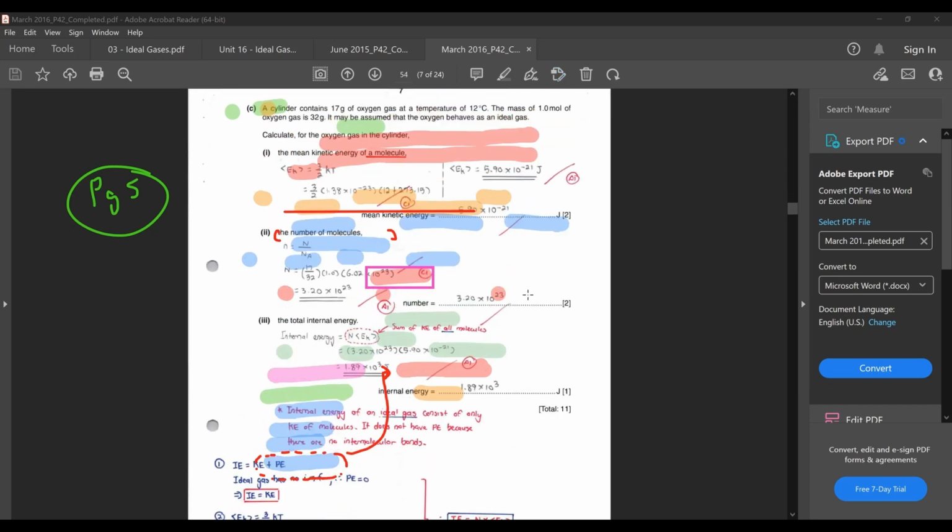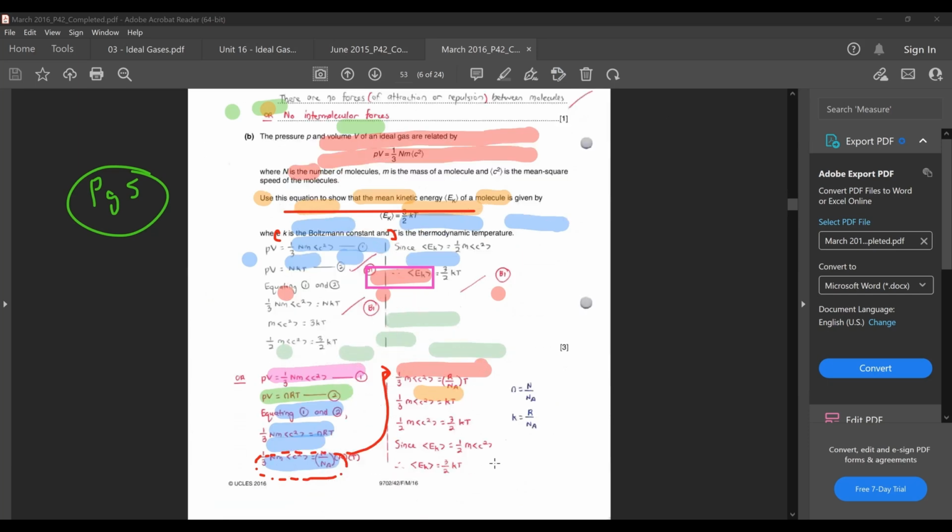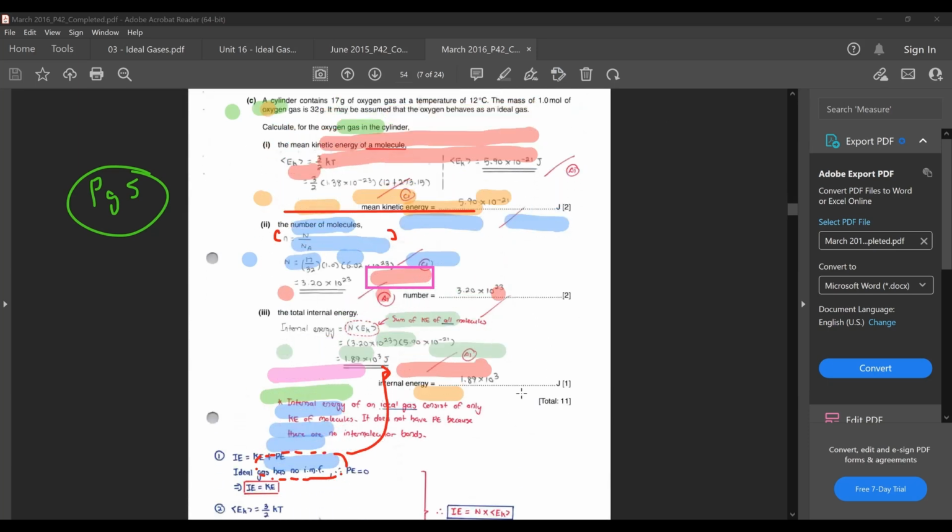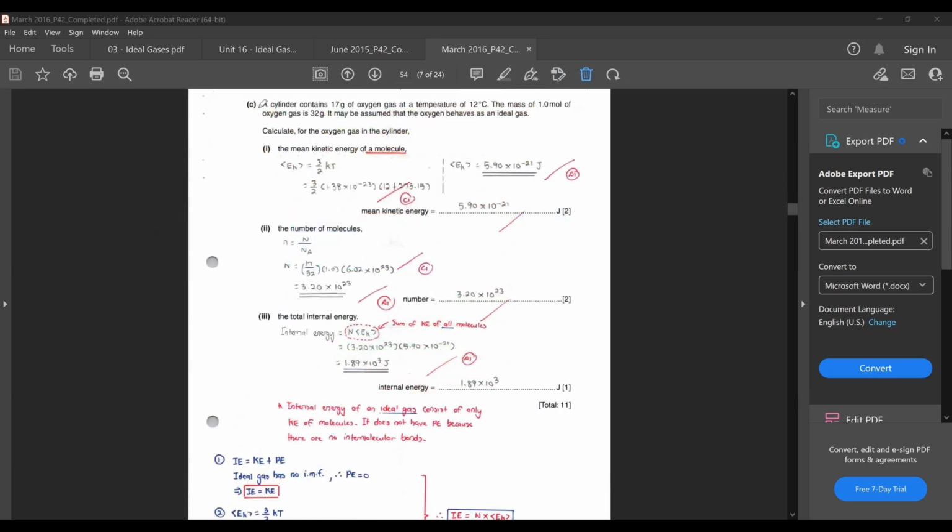Next one should be something more relevant to what we've just done. Okay, so move on to the next page. Now, the next part of your question: you have a cylinder that contains 17 grams of oxygen gas at a temperature of 12 degrees Celsius. The mass of 1 mole of oxygen gas is 32 grams. It may be assumed that oxygen behaves as an ideal gas. You assume it's an ideal gas here. Now calculate, for the oxygen gas in the cylinder, the mean kinetic energy of a molecule.